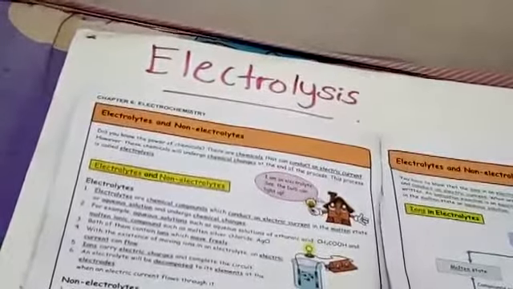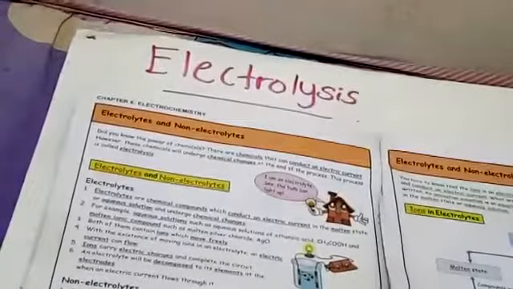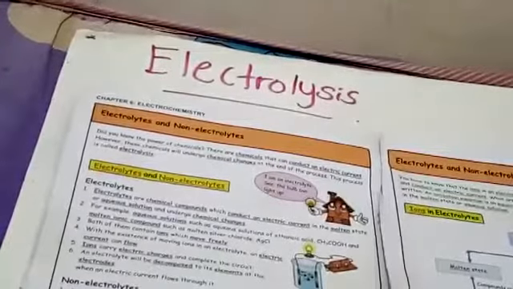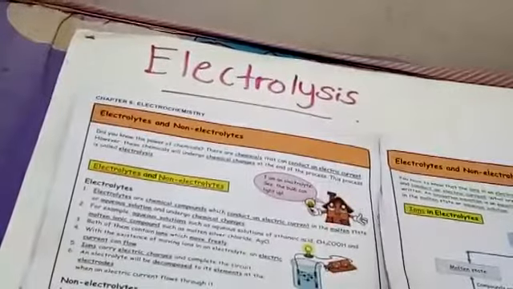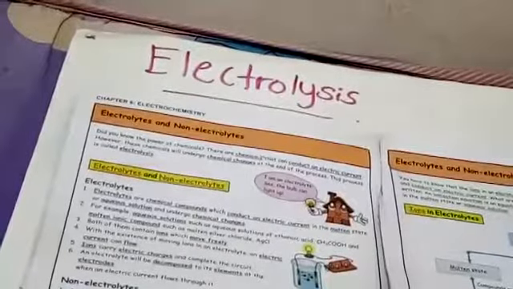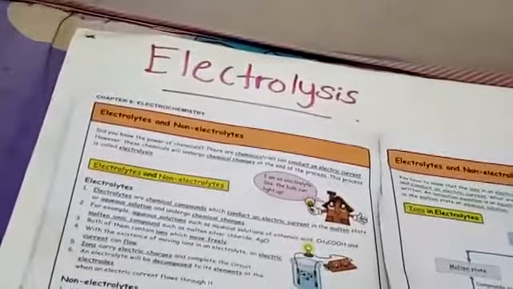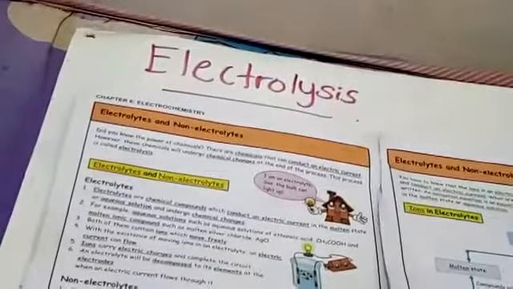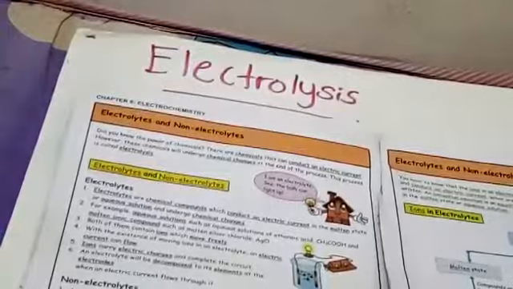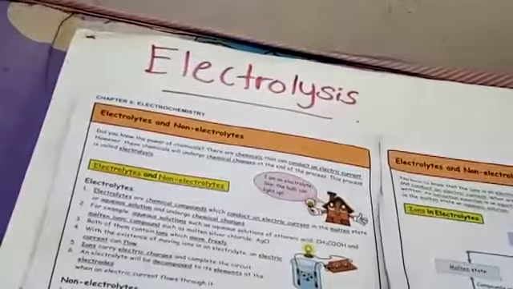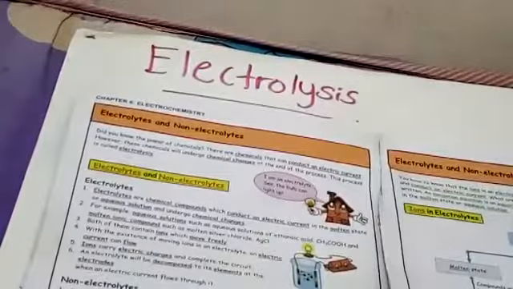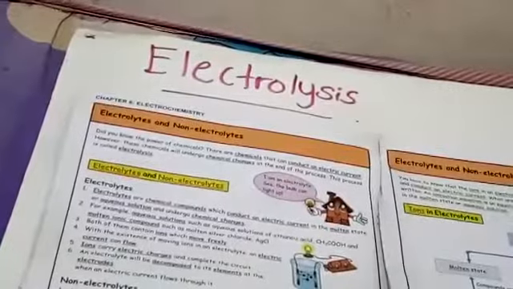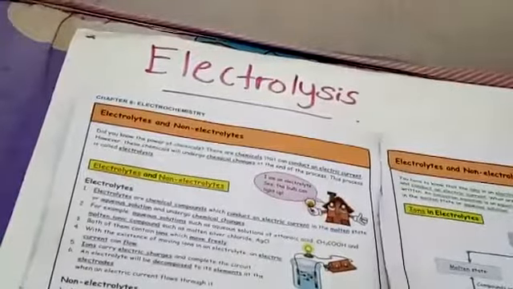Today I would like to teach you about electrolysis, electrolyte and non-electrolyte. For the first, you must know what electrolyte and non-electrolyte are. Electrolyte is a chemical compound which conducts an electric current in the molten or aqueous solution to undergo chemical changes. For example, from the chemical we change into electricity.